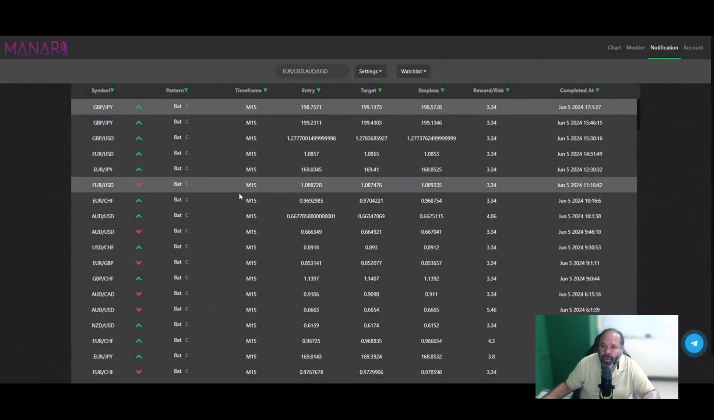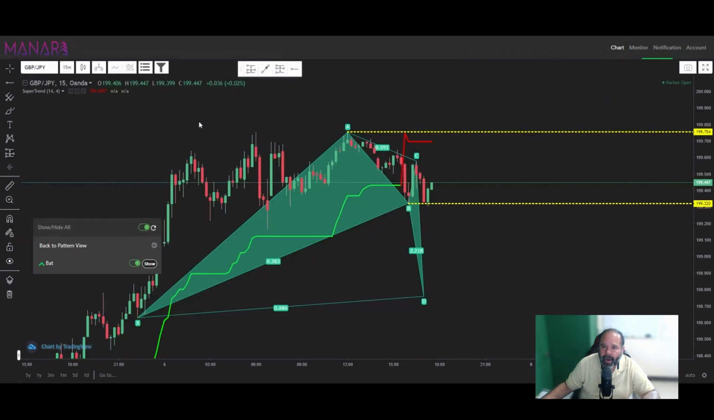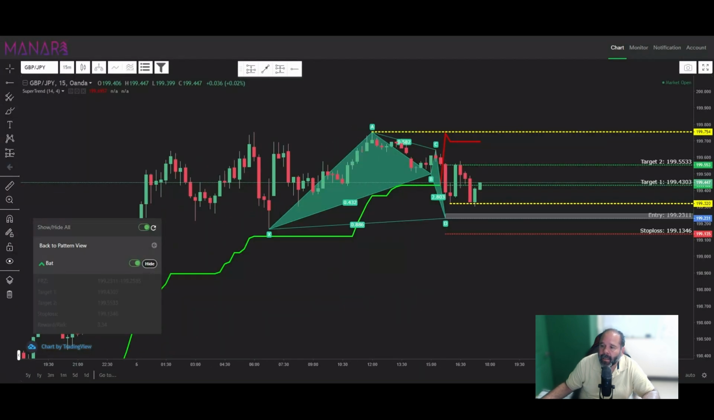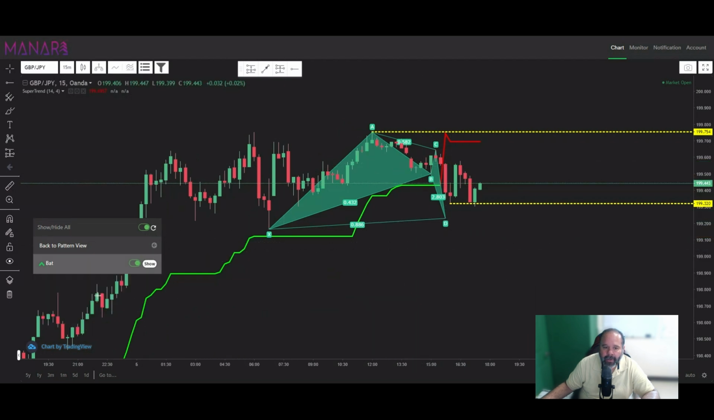Let's do GBPJPY. The previous one is going to be the same. That's no entry right there.